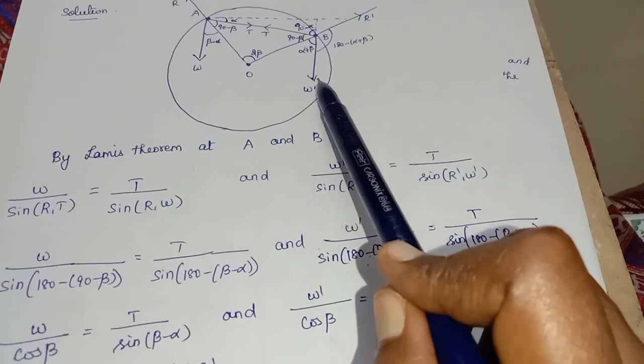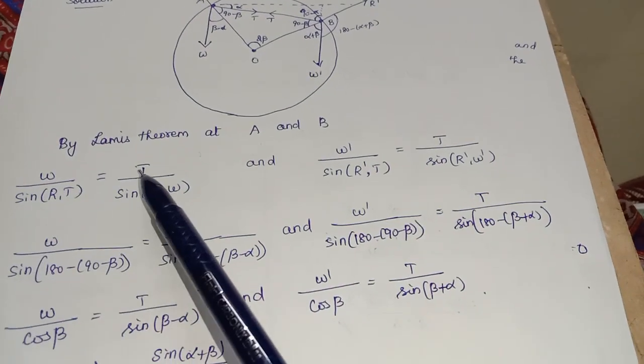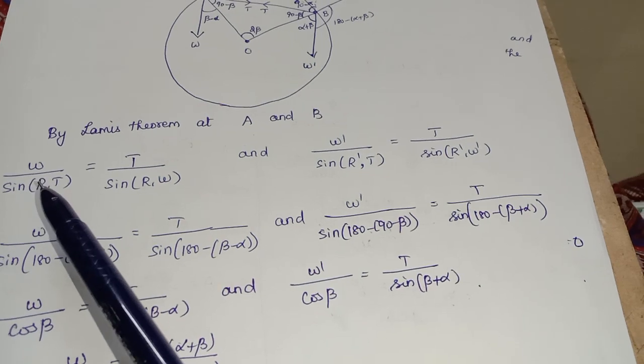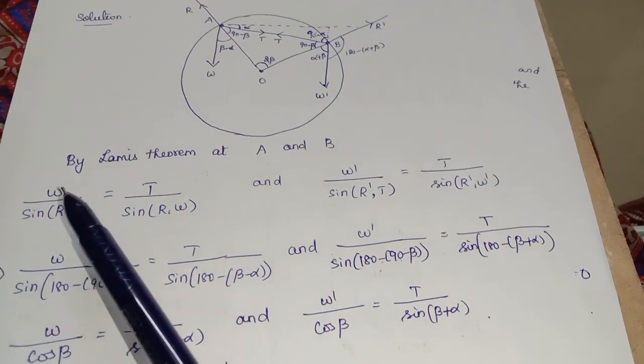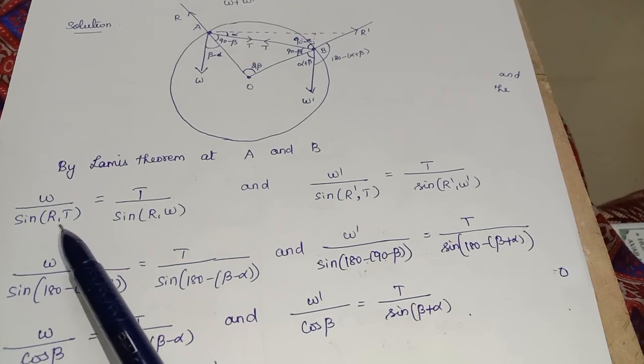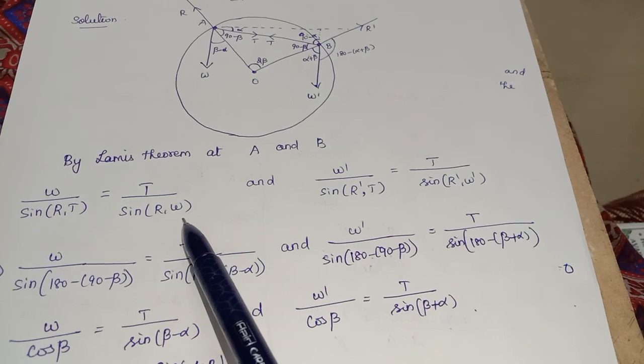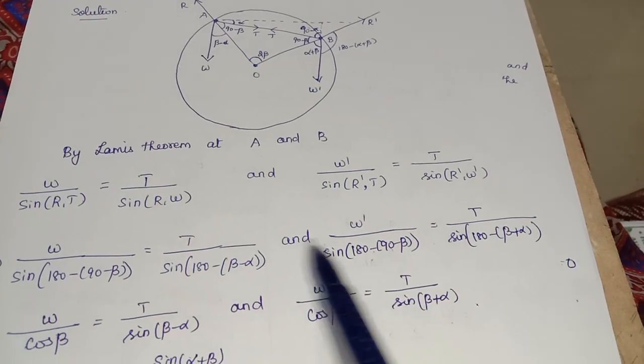Why do I find all these angles? Because I am going to apply Lami's theorem at the points A and B. What is Lami's theorem? Each force is proportional to the sine of the angle between the other two. So W is proportional to the sine of the angle between normal reaction R and T, and T is proportional to the sine of the angle between R and W. First let me complete at A and then come to B.